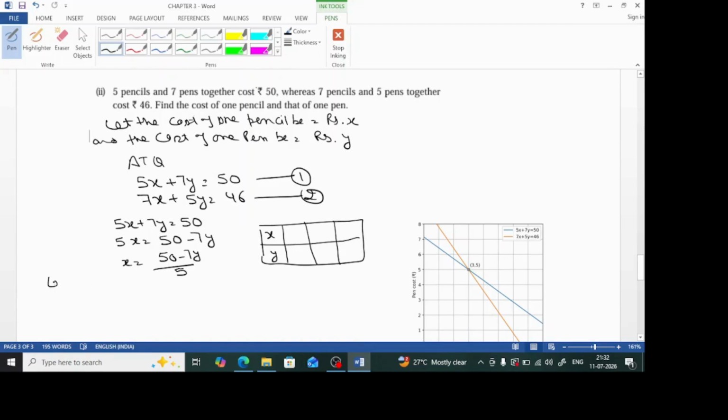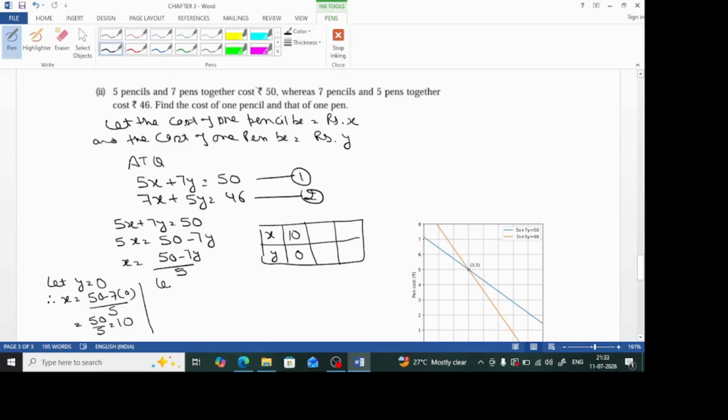Let y is equal to 0, therefore x is equal to 50 minus 7 into 0 upon 5. 7 into 0 is 0, 50 divided by 5, it will become 10. So our y is 0 and x is 10.